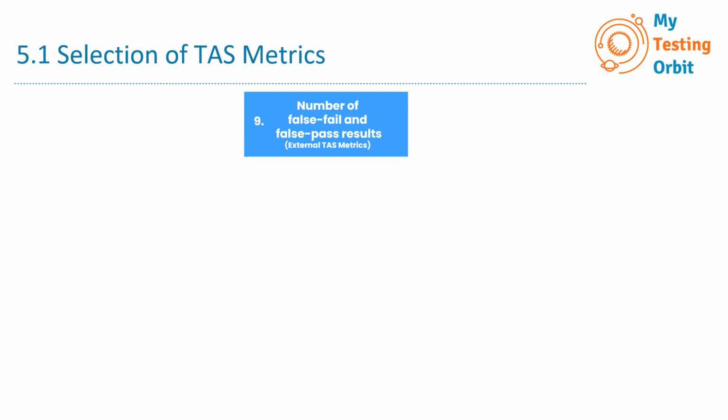Moving on to metric number 9, number of false fail and false pass results. False alarms analysis. Test failures analysis is time consuming. So when a test fails, it takes quite a bit of time to figure out what went wrong. You have to really dive into the details, check logs, and really investigate the issue. And it's not a quick process.